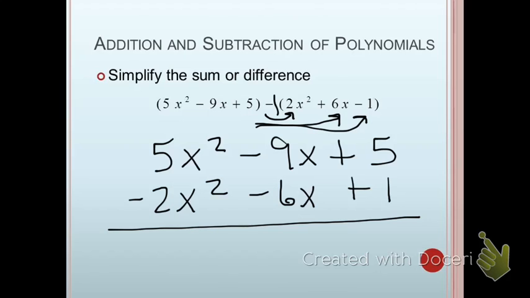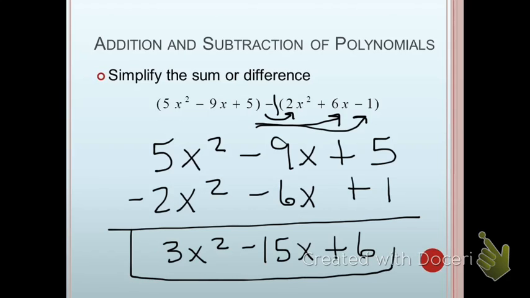Combining like terms, 5x squared and negative 2x squared is equal to 3x squared. Negative 9x and negative 6x is equal to negative 15x. And plus 5 and plus 1 is equal to plus 6. So we end up with 3x squared minus 15x plus 6. This is a second degree trinomial with a leading coefficient of 3.